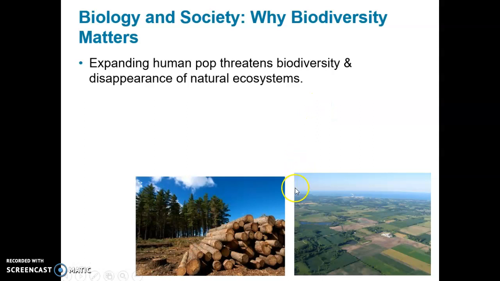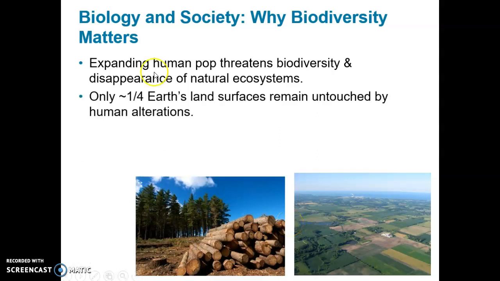disappearance of natural ecosystems. As human population has increased over human history, we've altered the planet and have modified most naturally occurring ecosystems on the planet. So only about 25% of the Earth's land surfaces remain untouched by humans, and those are land surfaces that are basically not easily accessible to people. Often things like deserts, mountain ranges, those sorts of places.